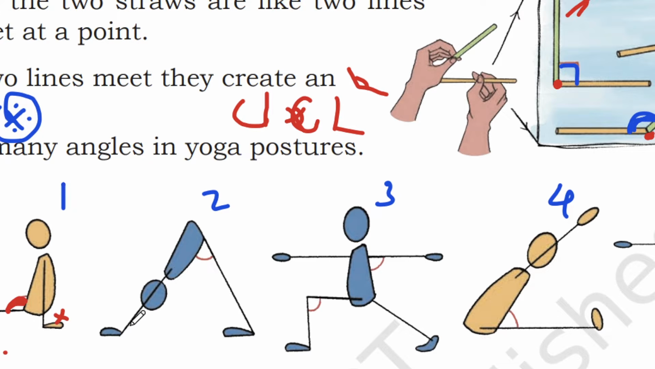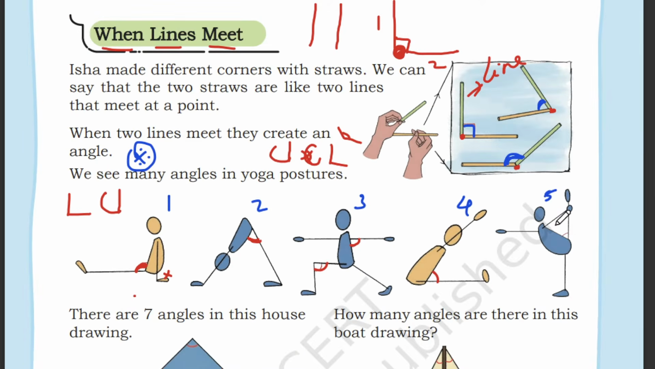In the next picture again, see, we have straight lines, and do you see an angle? It is like a little bit of curve. So this place makes an angle. Again here the lines are straight, here we have one angle, and here we have one angle, and here we have one angle. And in the fifth picture, here we have one angle.